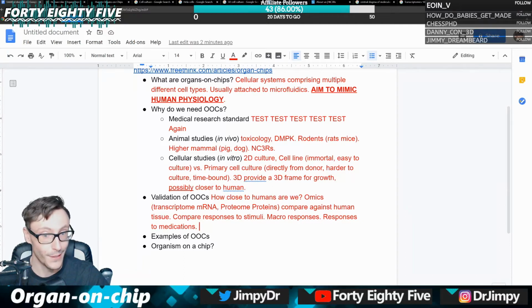That's a really good level of validation for us to show that your mimicking system behaves with already approved drugs in the same way that it does in humans.